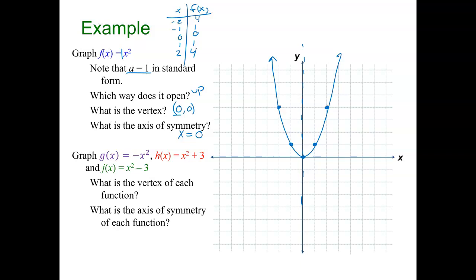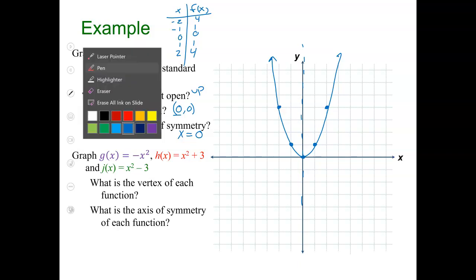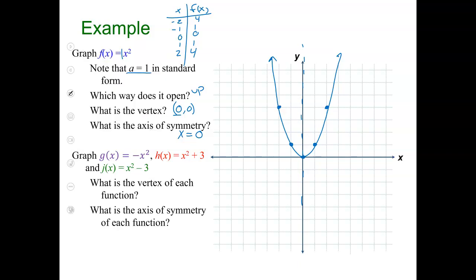Now, let's graph g of x next. Okay, so let's add in g of x. Same idea. I'm going to take -2, plug it in, square it, but then I have to make it negative afterwards. So what's -2 squared? 4, and then make it negative. What do I get? -4.